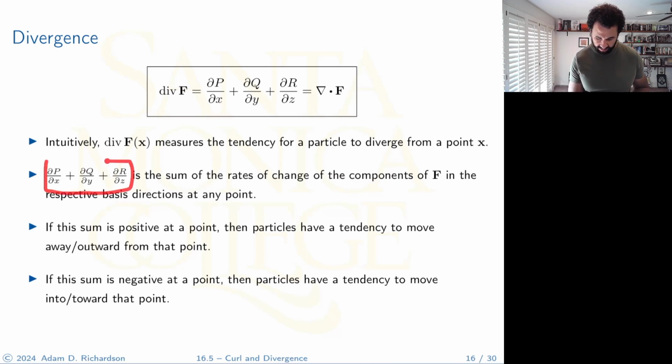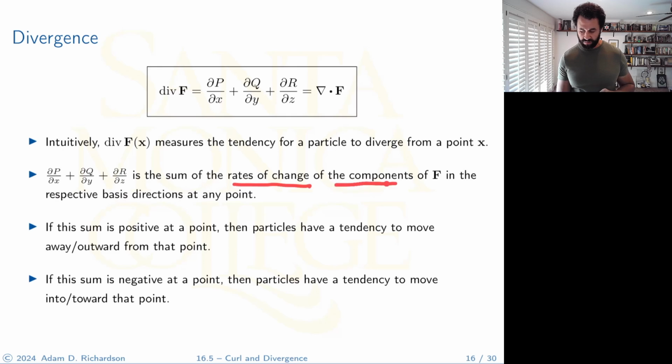If you look at this sum, it is the sum of the rates of change of the components of f in the respective basis directions at any point. So partial p partial x, partial q partial y, partial r partial z, those are just the rates of change of those components in those basis directions. If the sum of those is a positive number, then particles have a tendency to move away from that point, or outward from that point. They diverge, they flow away.